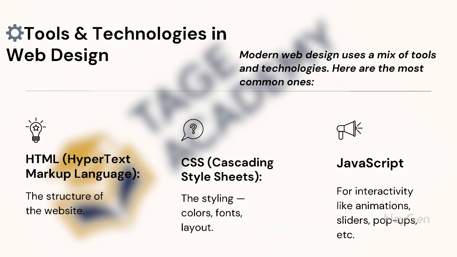Tools and technologies in web design. Modern web design uses a mix of tools and technologies. Here are the most common ones. HTML, hypertext markup language, the structure of the website. CSS, cascading style sheets, the styling, colors, fonts, layout. JavaScript, for interactivity like animations, sliders, pop-ups, etc.